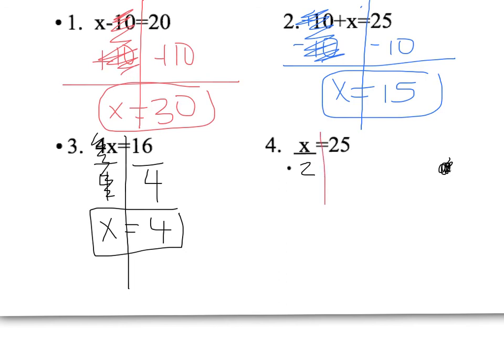Number 4, draw a line down your equal sign. This is a division problem. X divided by 2. Remember, a fraction is a division problem. The opposite of divided by 2 is times 2. So I'm going to multiply 2 to both sides. 2 divided by 2 is 1, leaving me with 1x equals 25 times 2, which is 50.